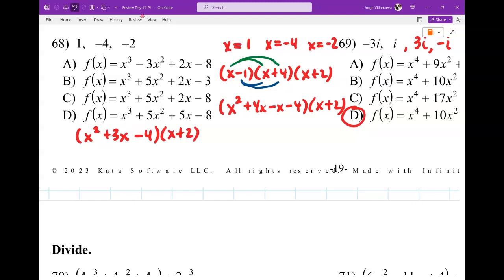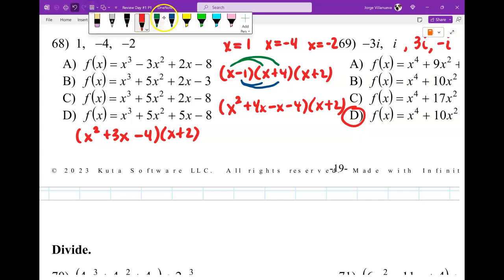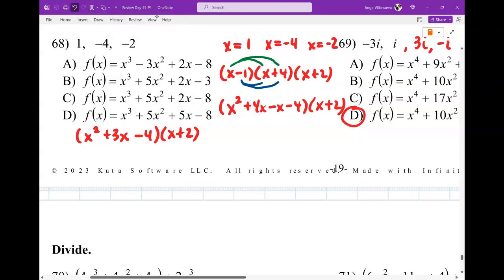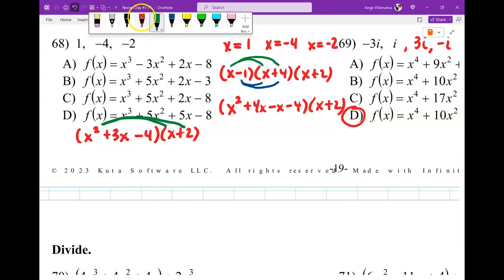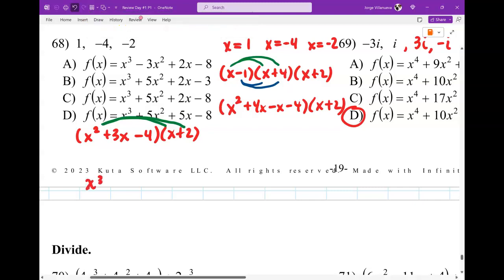Now at this point I have to do distribution again, but I have 3 terms, okay? So that just makes it a little bit more complicated looking, right? So I'm going to use lines. I always use lines so I don't get lost. So here's the first one here. Hopefully the answer is not D, but if it is, I'll erase it. So that's going to be the first one that I'm going to do. So let's see. X squared times x, that's x cubed. X squared times 2, that's 2x squared.